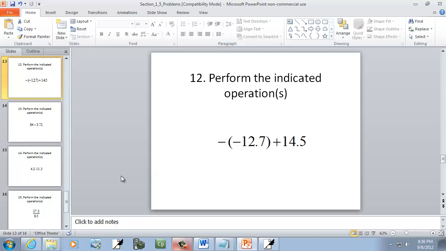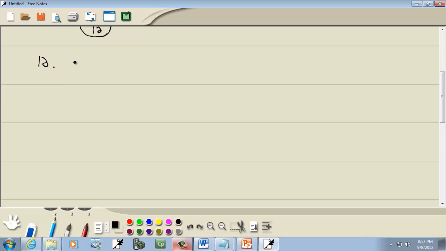Well, let's get into some decimals. I don't like these very well, but we'll go through them. We've got negative 12.7 plus 14.5. What they're trying to indicate to you here is all of our rules still apply.